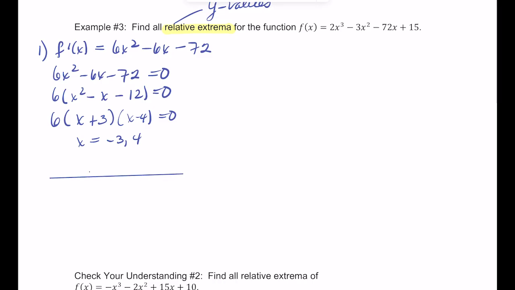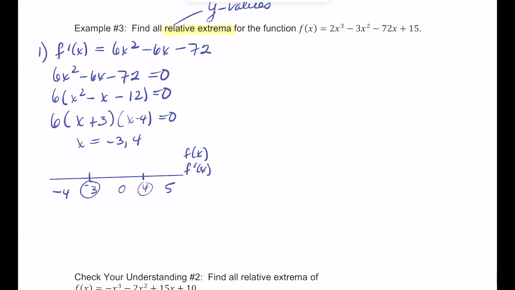So I'm going to make my number line, plot negative 3, plot 4, pick some test points. So maybe negative 4, 0, and 5. What we're going to look at is the sign of f prime, and that's going to tell me about f of x, whether it's increasing or decreasing, right? So if I plug negative 4 into my derivative, negative 4 plus 3 is a negative, negative 4 minus 4 is a negative, and negative times negative times positive is a positive. So that tells me that f prime's positive and the function's increasing.